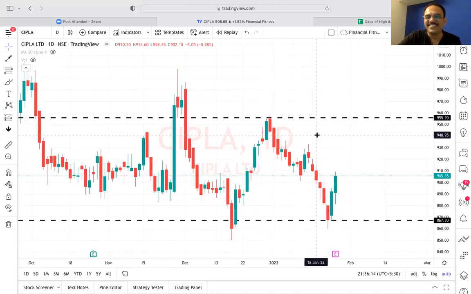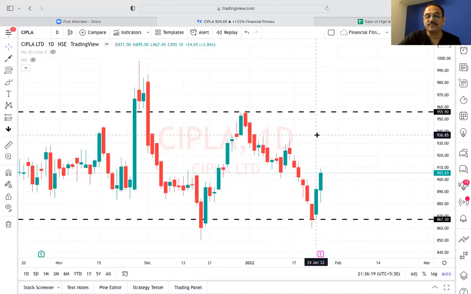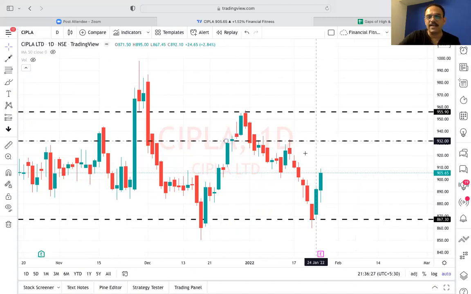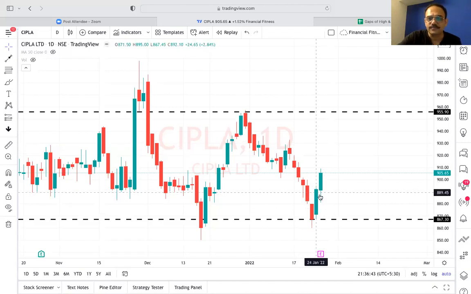Sir, at what level do I exit? This is level 2, the target. This is level 1. You can exit 50% here, 50% here, or you can trail it by the low of every day, trail till it reaches here and take the profit. Great. I saw the reversal pattern. This is a good observation. Yes, I could make out that it was exactly fitting into the teachings, so I immediately went for it. Okay, thank you, sir.